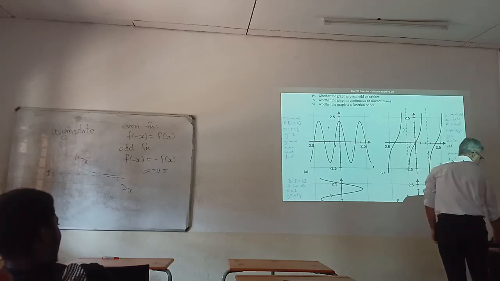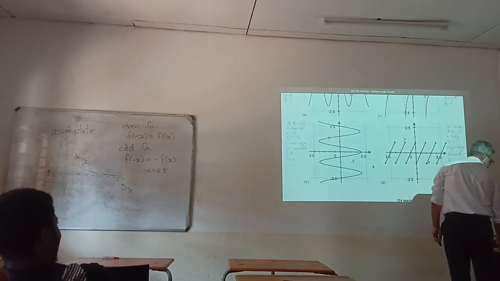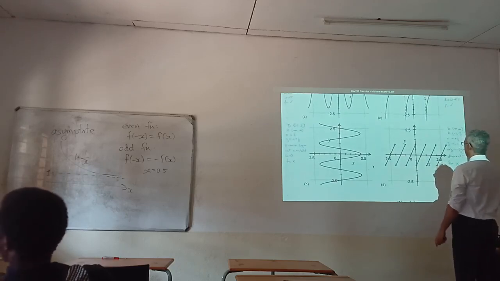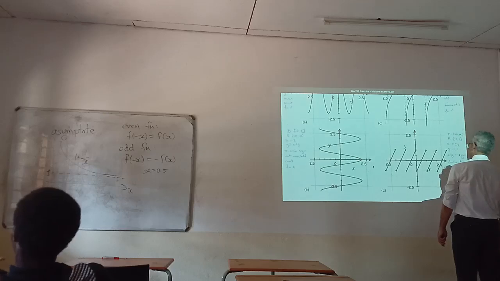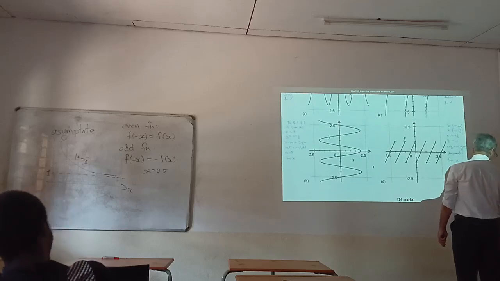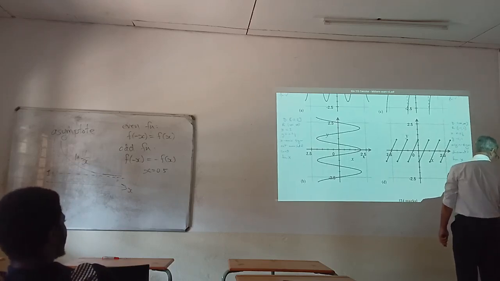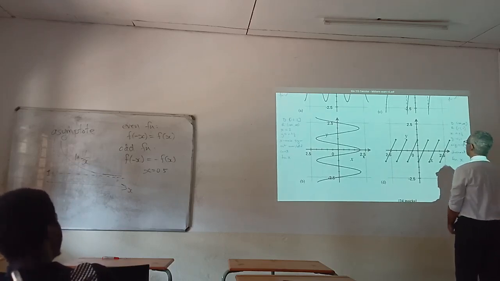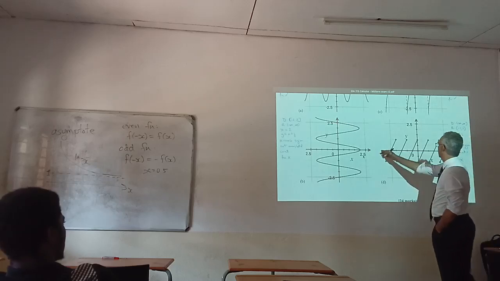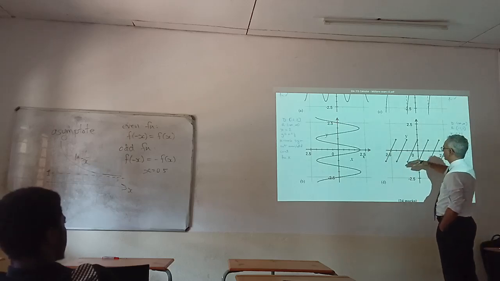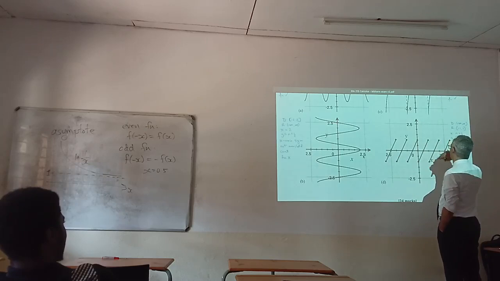And the last one. This one, I think, was straightforward. What's going on? Oh, I can make it bigger like that. So the domain is everything. The range is minus 1 to 1.